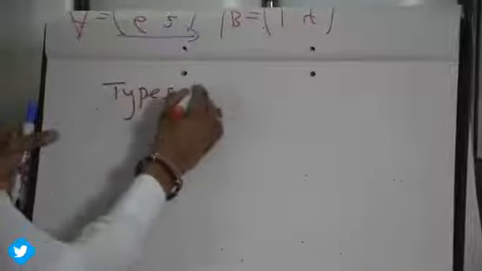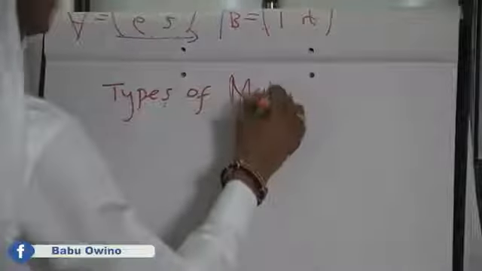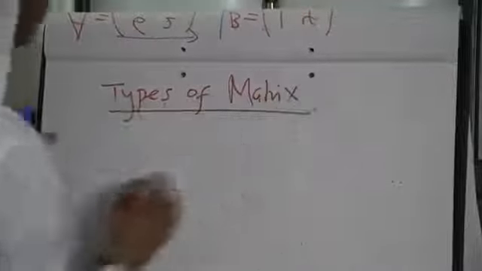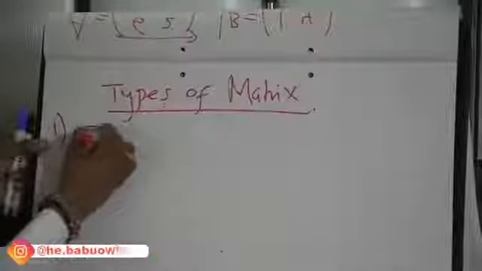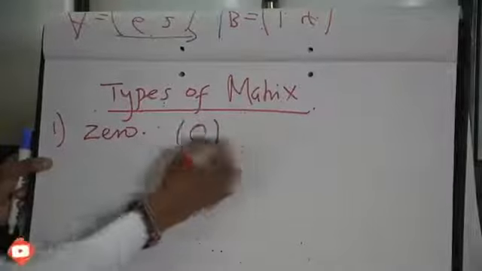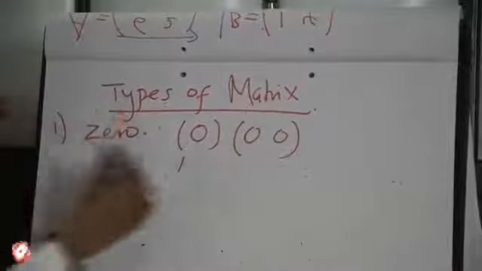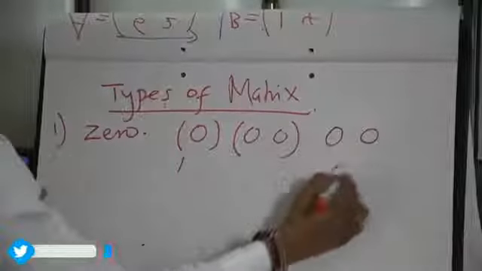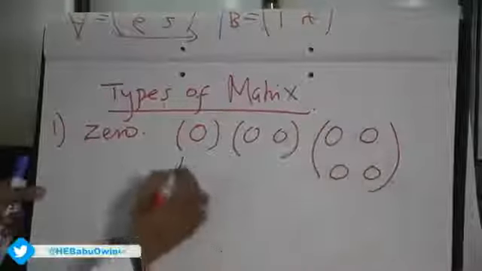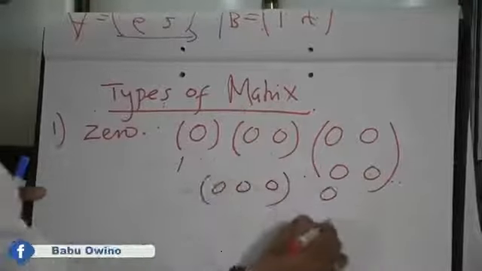We want to see different types of matrix. We are almost finishing. Number one, we have a zero matrix. A zero matrix can be that. This is a 1 by 1. Okay, let me just finish. It can be that, and also that, and can be that.